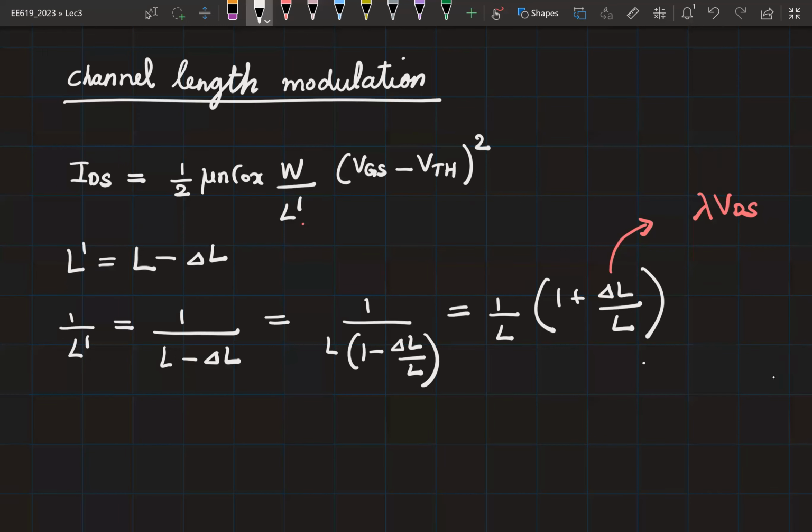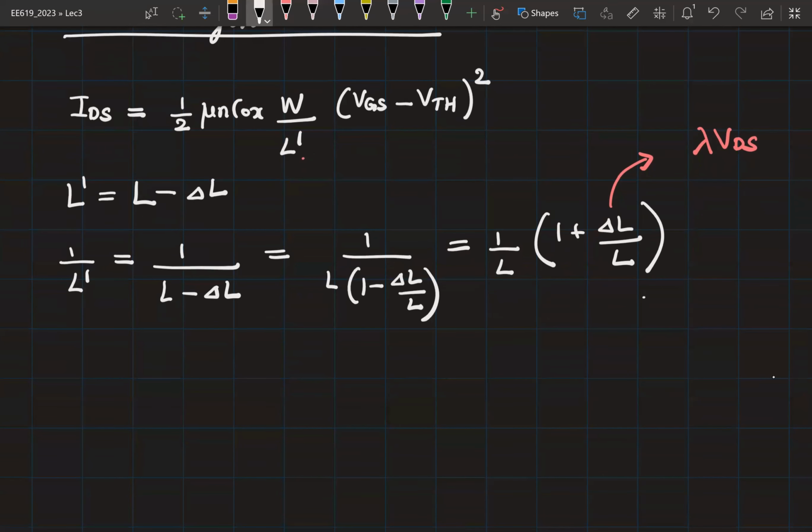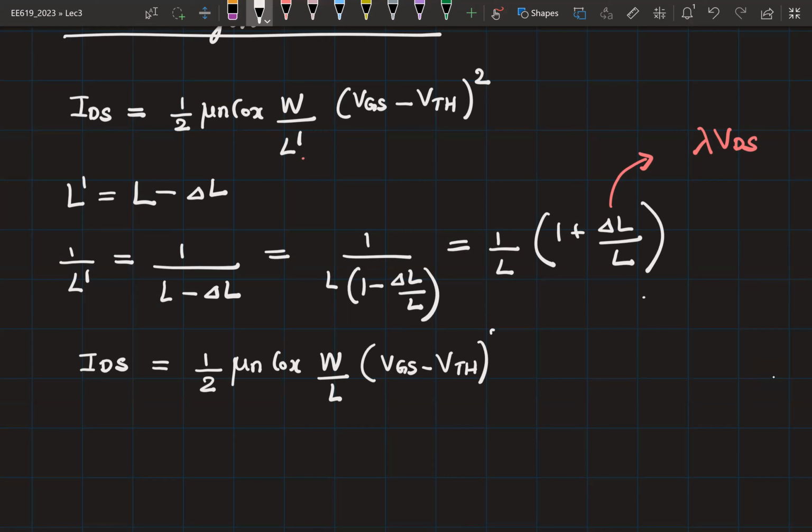So now let me substitute it back into the equation. My IDS is now equal to half mu n COX W by L into VGS minus VTH the whole square into 1 plus lambda VDS.